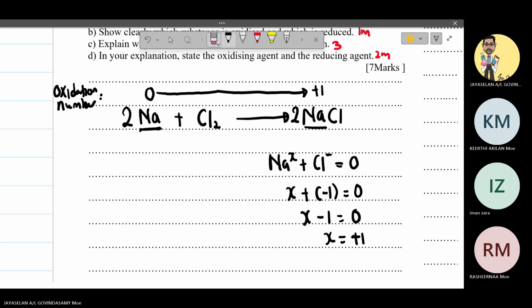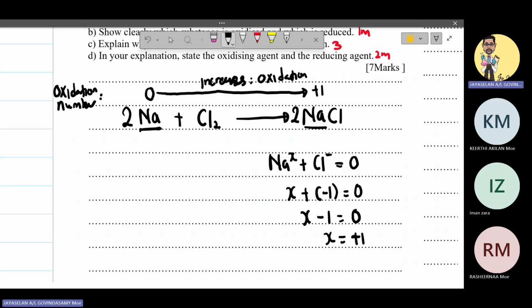Any question? Okay? So, increases or decreases? So your answer is increases. Increases in oxidation number. That means this reaction is what reaction? Sodium is oxidation. Sodium undergoes oxidation. Okay?